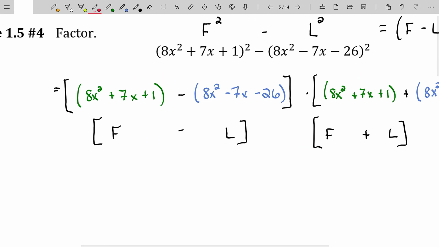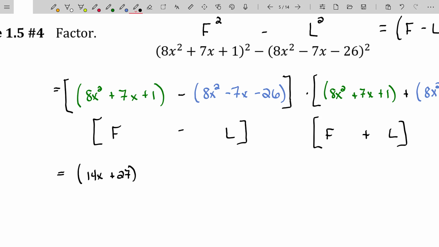So if we remember that, in that first factor that you see in green and black, we have 8x squared, but we're going to lose an 8x squared, so there's no more x squareds. We have a 7x, and we're going to lose a negative 7x, or in other words, 7x plus 7x is 14x. We have a 1, and we're going to lose a negative 26. That'll be 1 plus 26, or in other words, 27.